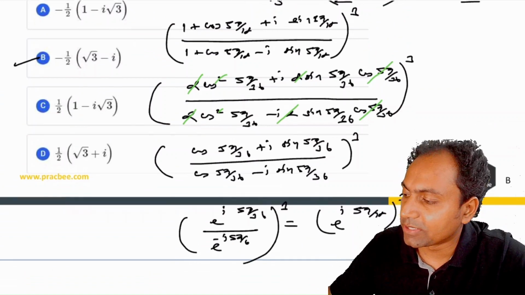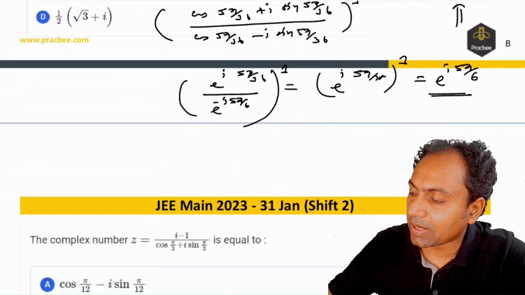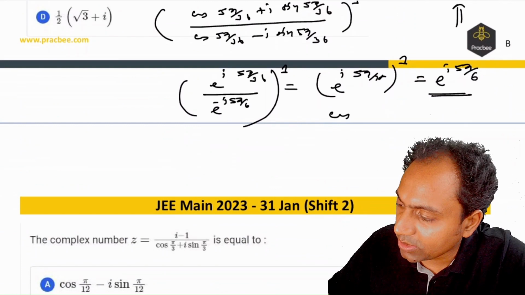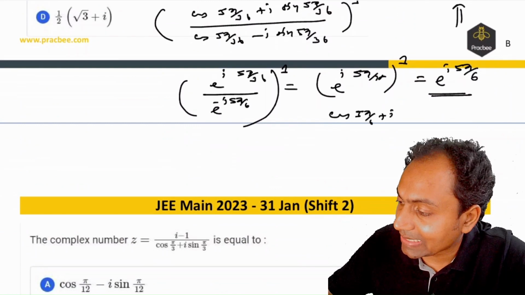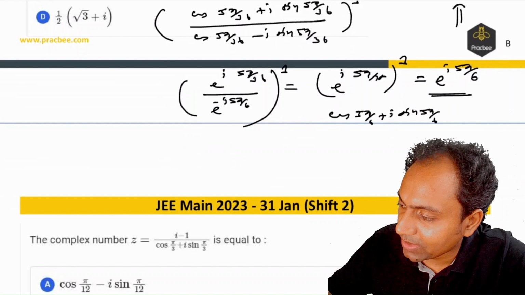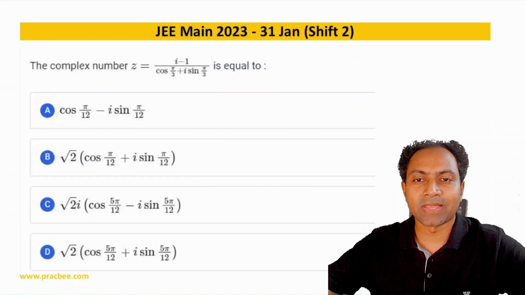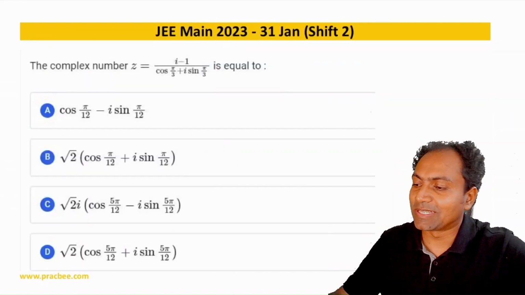So if I simplify this part, e raised to the power i 5 pi by 6, you can see that it becomes cos 5 pi by 6 plus i sine 5 pi by 6. Put the value and get the answer. Now again in 2023, similar type of question has been asked.